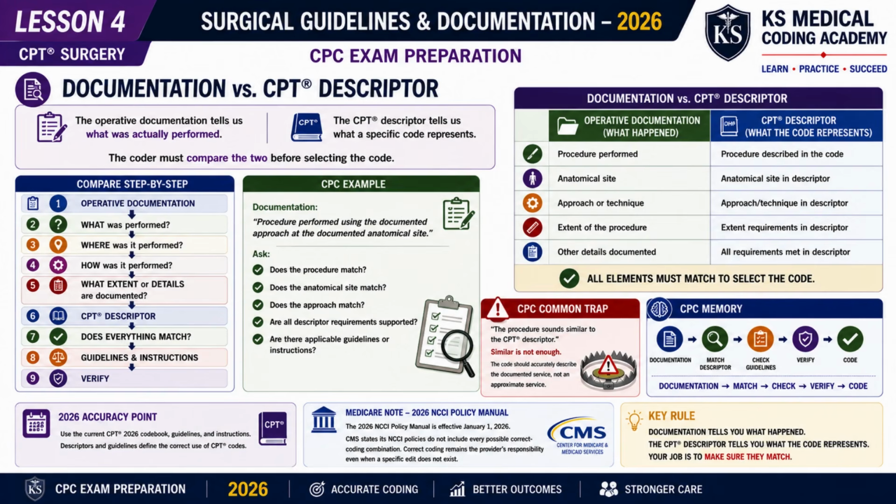Your CPC memory is: documentation → match descriptor → check guidelines → verify → CODE. The key rule is: documentation tells you what happened. The CPT descriptor tells you what the code represents. Your job is to make sure they match.